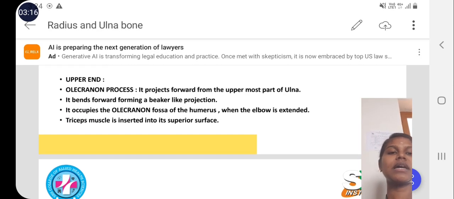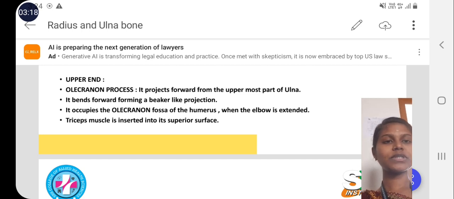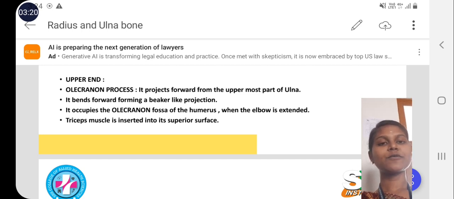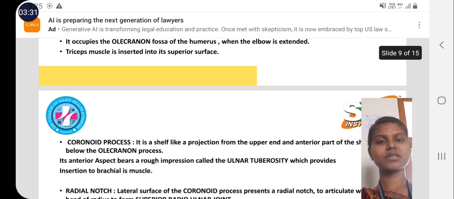Olecranon process, it projects forward from the uppermost part of ulna. It bends forward, forming a beak-like projection. It occupies the olecranon fossa of the humerus when the elbow is extended. Triceps muscle is inserted into its superior surface.